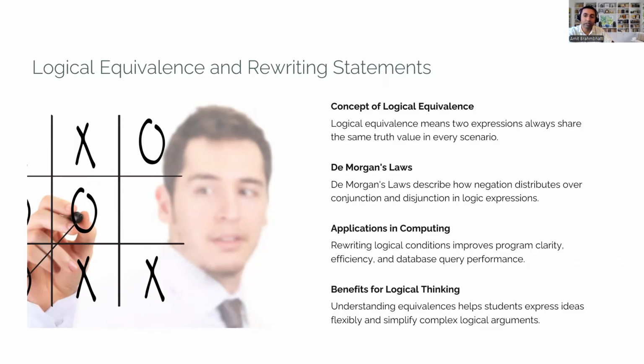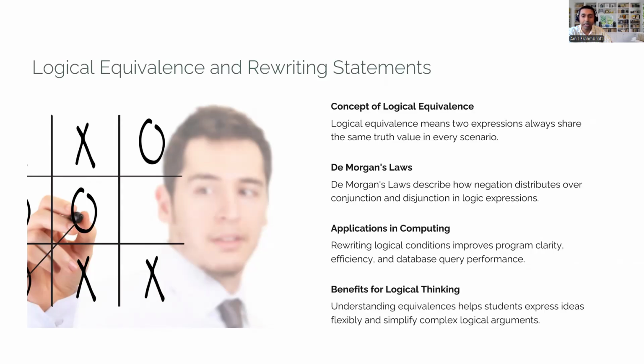Logical equivalences are governed by a collection of laws, such as De Morgan's laws, which explain how negation interacts with conjunction and disjunction. For example, not (P and Q) is equivalent to not P or not Q. These laws are not arbitrary. They can be justified using truth tables and are widely used in mathematics and computer science.